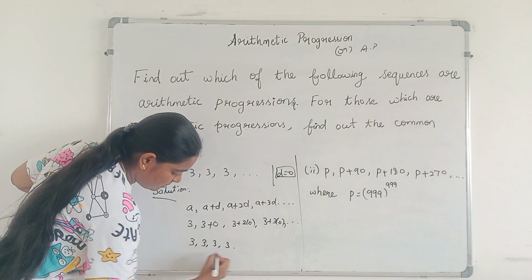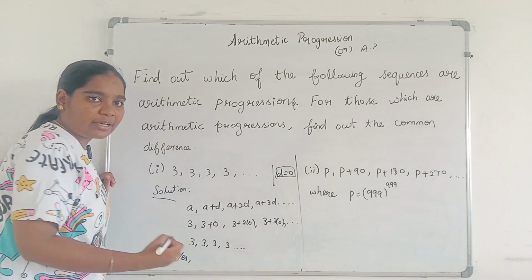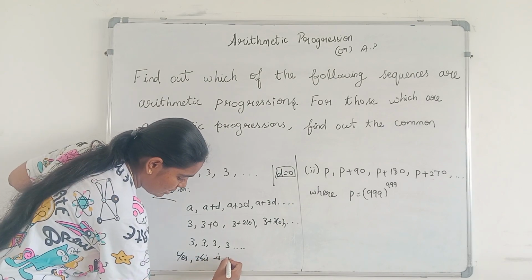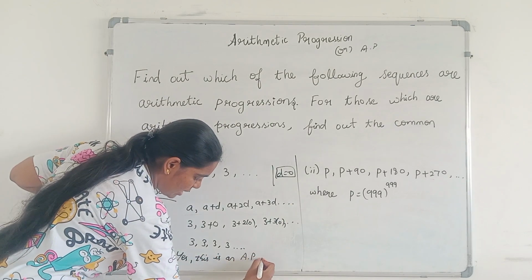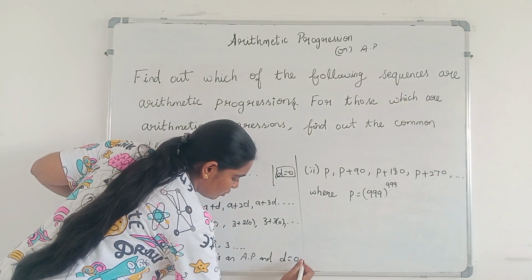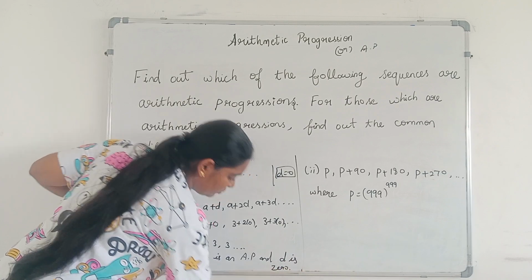So yes, this sequence forms an arithmetic progression. Yes, this is an AP, and the common difference d is 0.